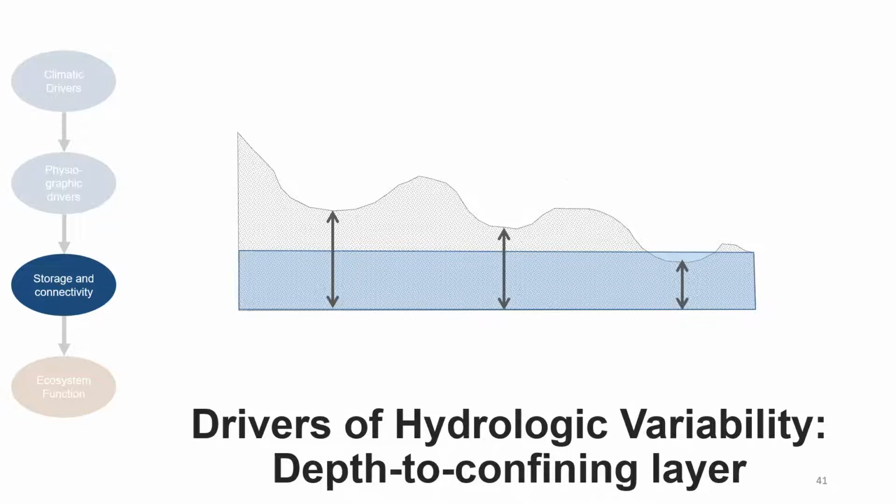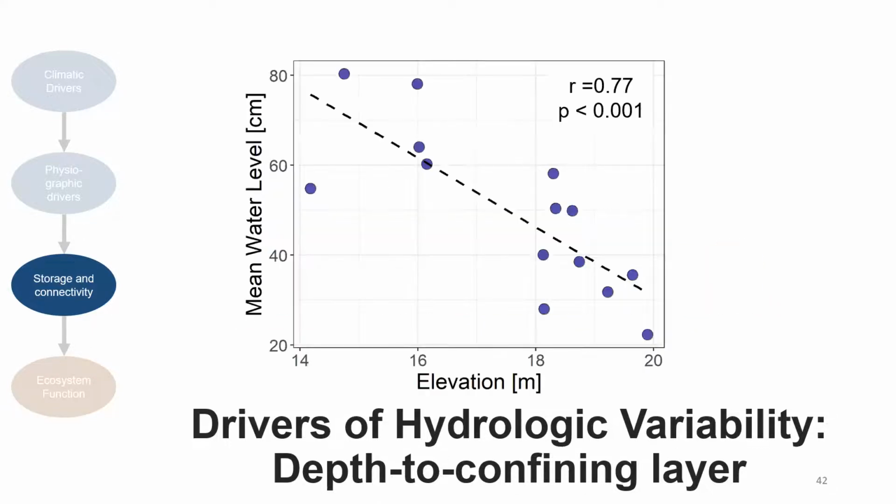But to quickly look at these drivers of hydrologic variability, we found, similar to our modeling space, depth to confining layer ended up being an important driver, specifically for mean water level in the wetlands. We used elevation in this case because our wetlands were all close together, and we assumed that their depth to the confining layer, or at least to where the permanent water table was, was roughly consistent. We found that elevation tracked well with that.